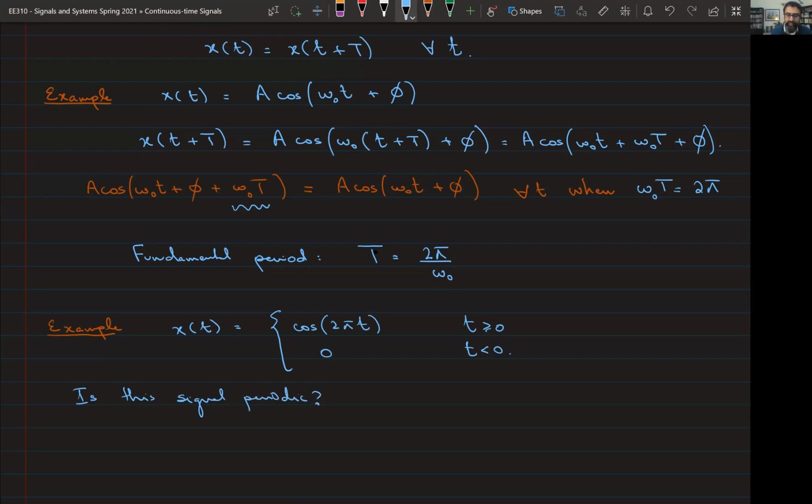So who thinks the signal is not periodic? It's a cosine, right? Is this signal not periodic? So who thinks the signal is not periodic?